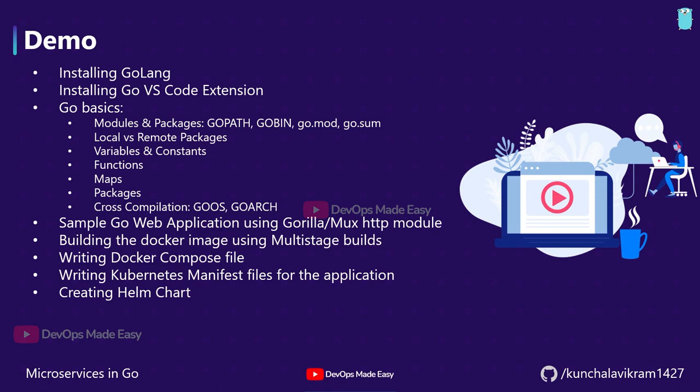Then we'll move on to writing the Docker compose file for the complete application, followed by writing the Kubernetes Manifest files like the deployment and service object. And finally, we'll also create the Helm chart to deploy our Go-based application.